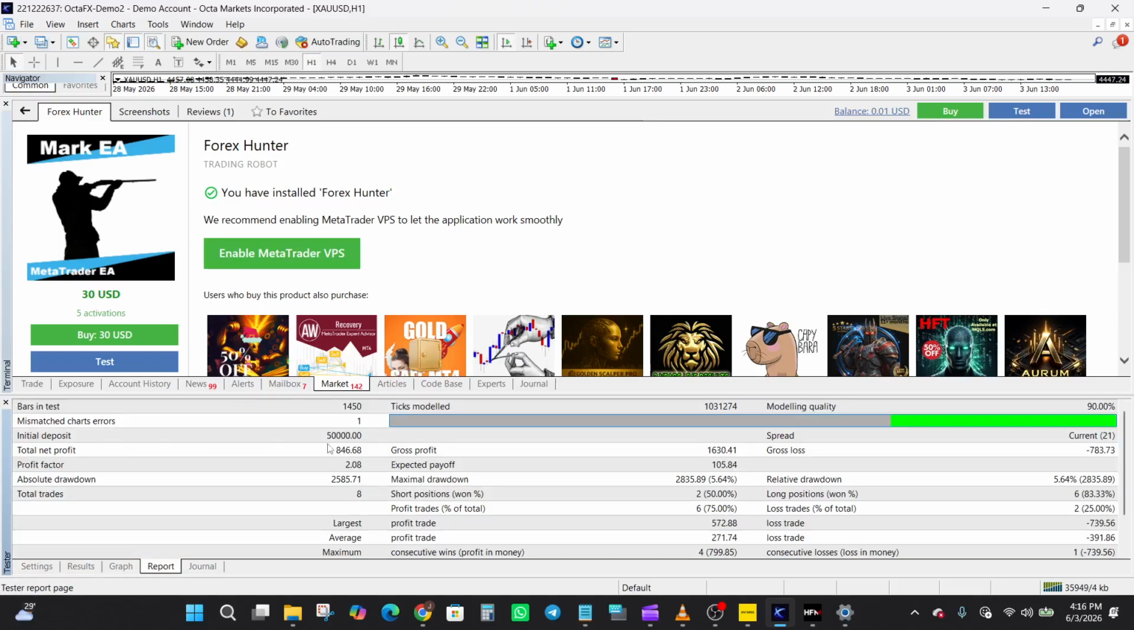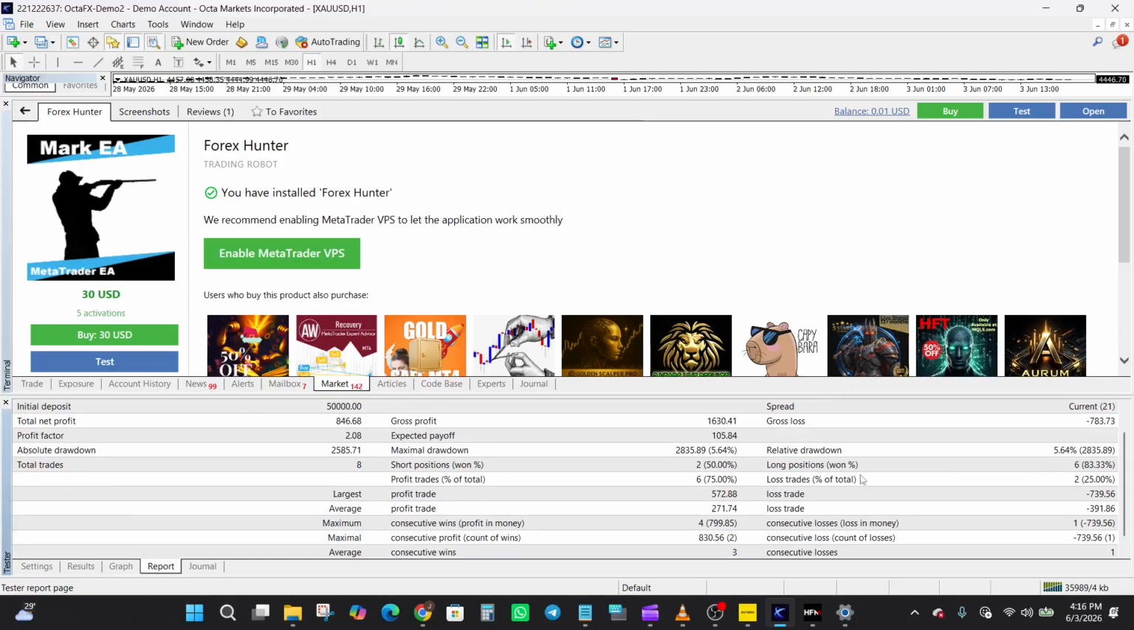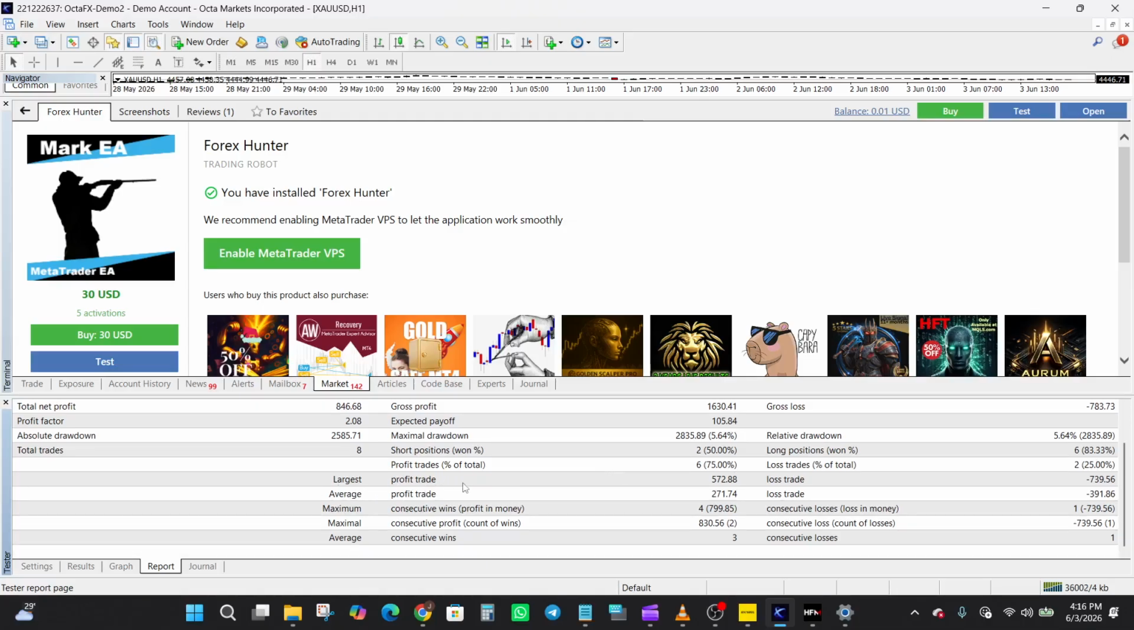We can see that from an initial deposit of $50,000, the total net profit is $846.68, and there were a total of 8 trades, 2 short positions with a 50% win rate, 6 long positions with 83.33% win rate. Now we can also see that the largest profit made was $572.88. The largest loss was $739.56. The average profit was $271.74, and the average loss $391.86.